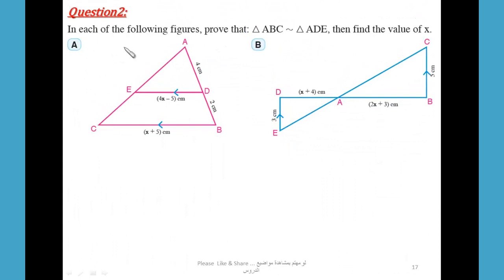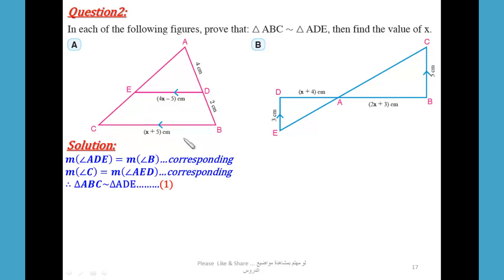Question 2. In each of the following figures, prove that triangle ABC is similar to triangle ADE. Then find the value of X. Solution. First, you can say that since DE is parallel to BC, then measure of angle ADE equals measure of angle B, two corresponding angles. And the measure of angle C equals the measure of angle AED, also two corresponding angles.